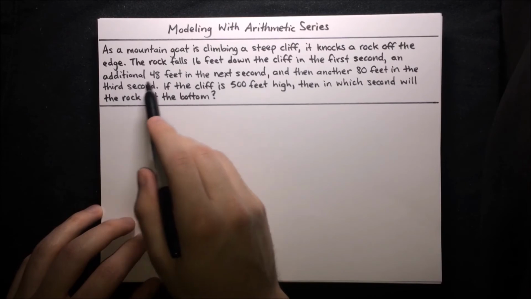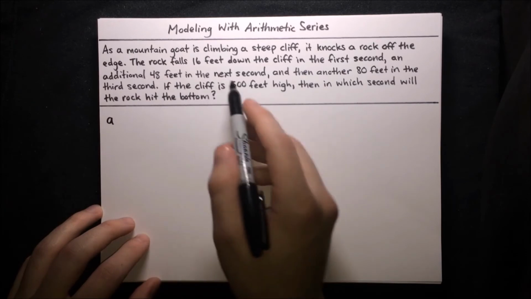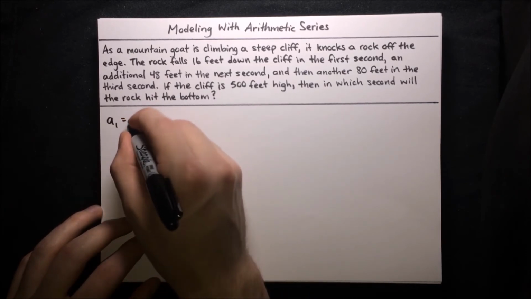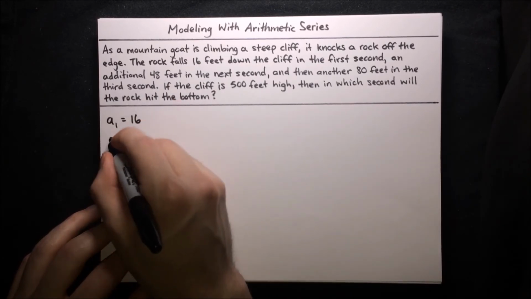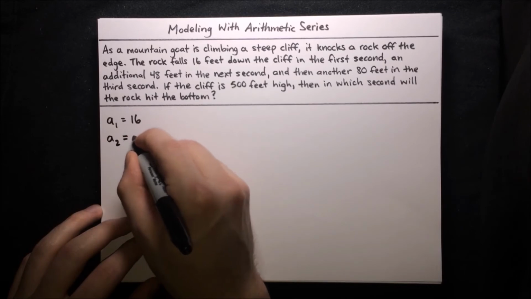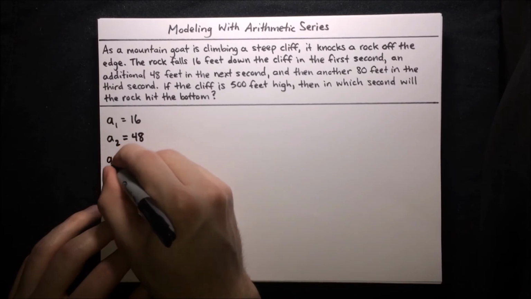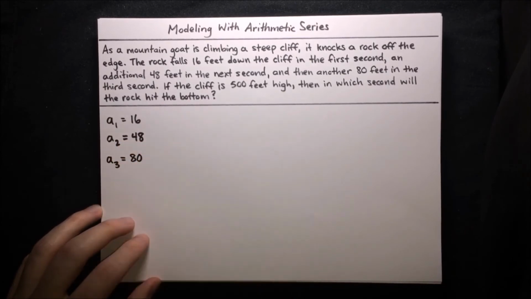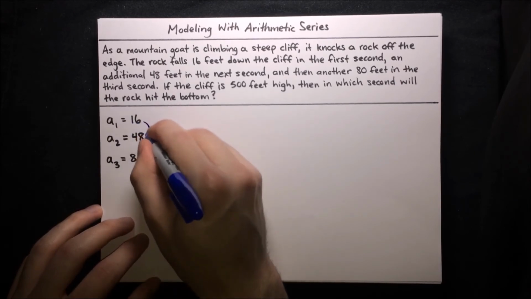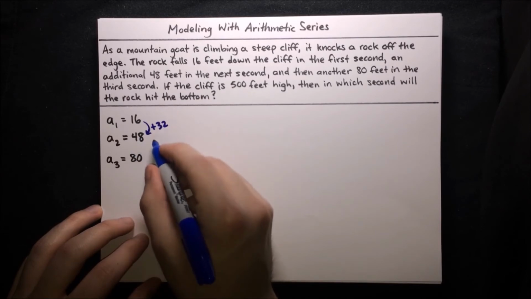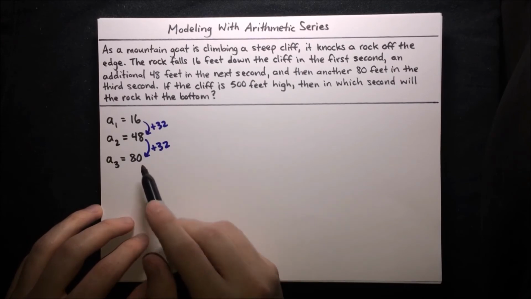Alright, first let's go ahead and collect the information here. So we'll let an be the distance the rock falls in the nth second. So a1 is 16, and then in the second it falls an additional 48 feet. So a2 equals 48. And then in the third second, it falls another 80 feet. So a3 equals 80. And let's just notice that this is an arithmetic sequence. 16 plus 32 is 48, and 48 plus 32 is 80. Okay, so we've got a pretty good idea of what's going on here.